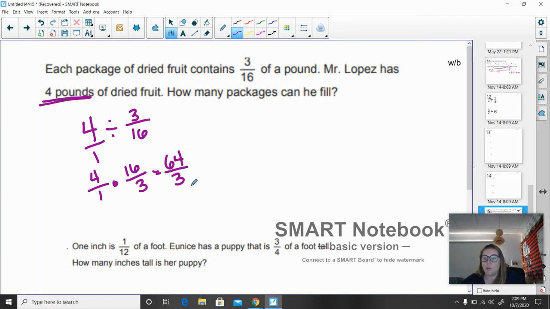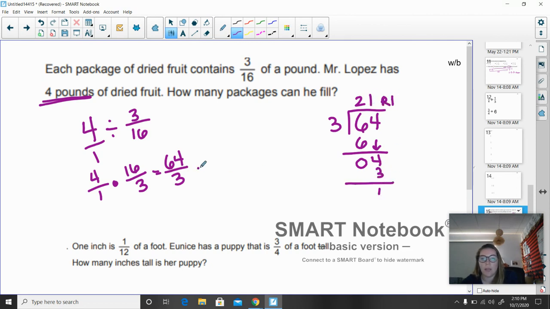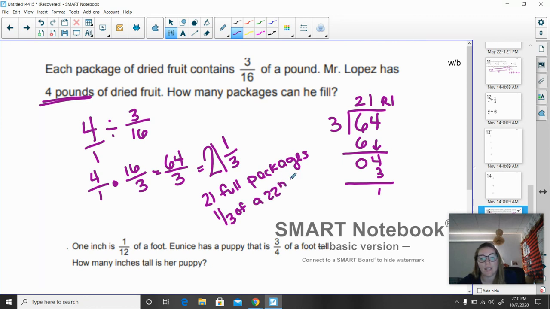And now I have to actually simplify this, right? It's improper, so I have to turn it into a mixed number. So I would divide. If I need to, I'm going to come over to the side. I'm going to say 64 divided by 3. 3 goes into 6 twice. I subtract and get 0. I bring down my 4. 3 goes into 4 one time. And I get a remainder of 1. So this becomes 21 is my whole number. My remainder goes on top, and my denominator stays the same. So what this means is that I have 21 full packages and then just 1/3 of a 22nd package.